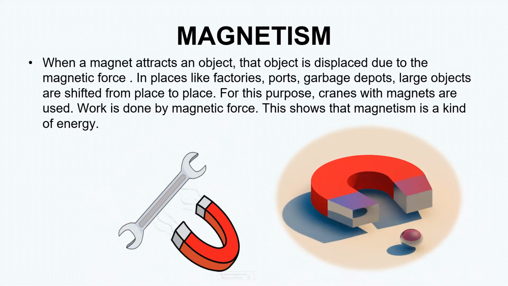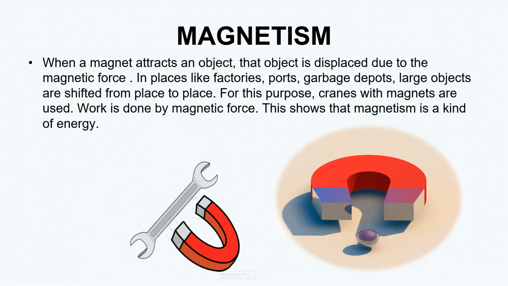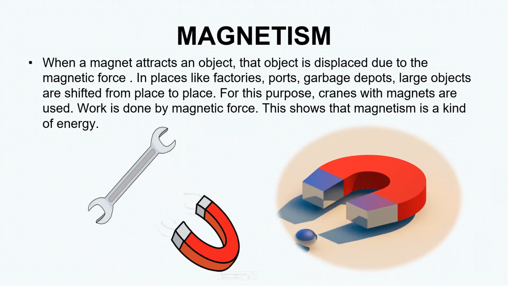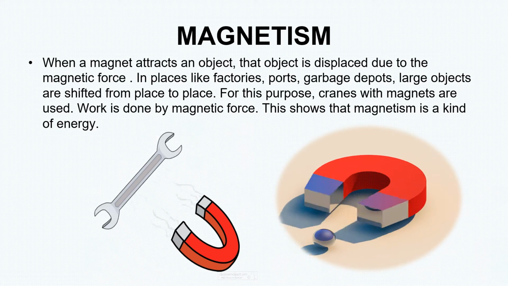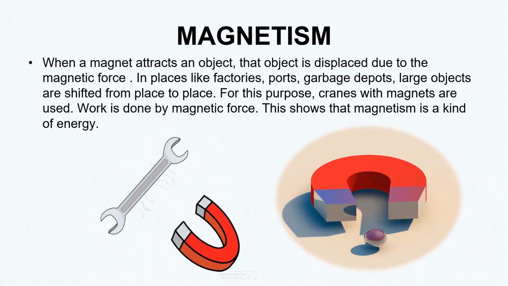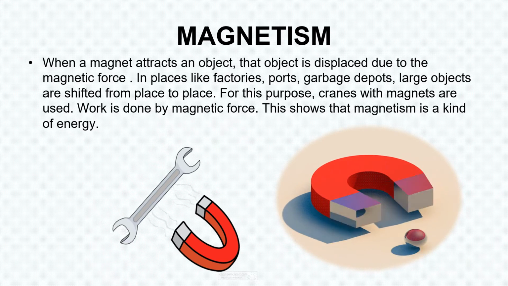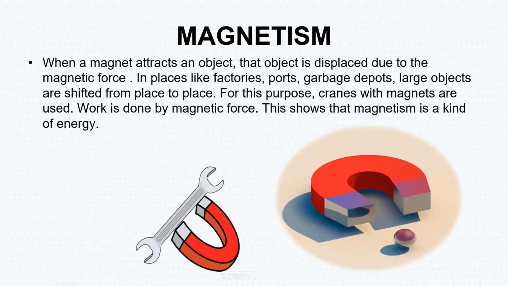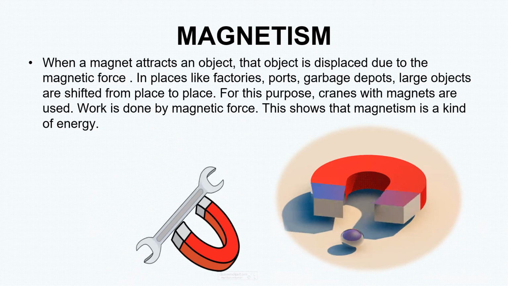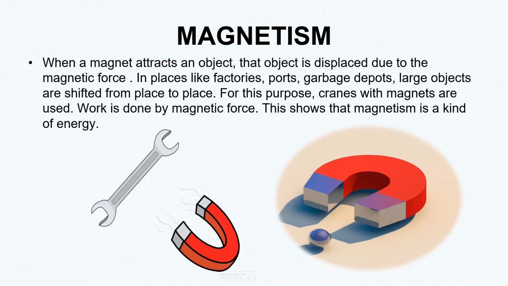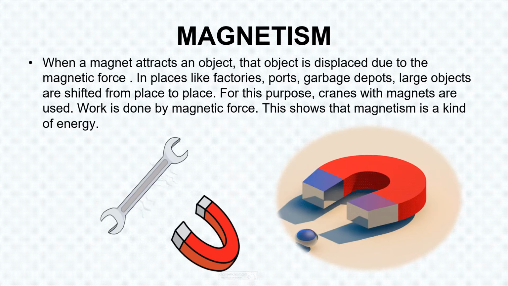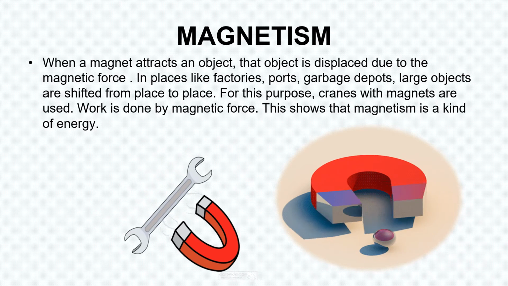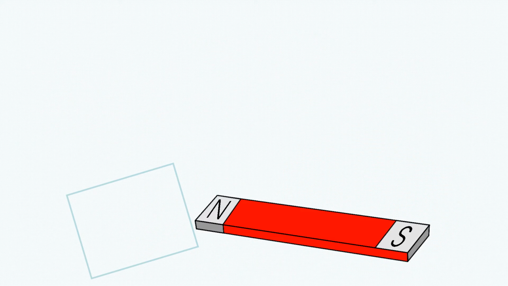In places like factories, ports, garbage depots, large objects are shifted from place to place. For this purpose, cranes with magnets are used. Work is done by magnetic force. This shows that magnetism is a kind of energy. Okay, so I hope this is clear. Magnetism is a kind of energy that is very important, and it is used in big factories, in lifting large objects, and to move them from one place to the other.